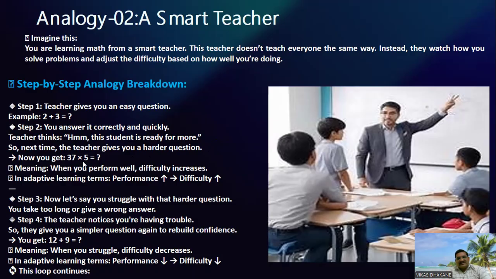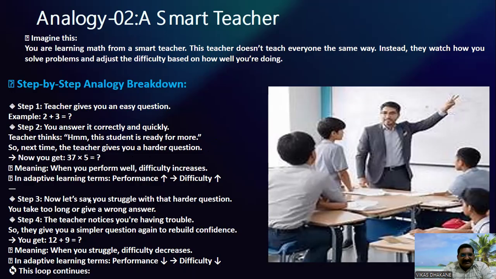Now you get 37 into 5. Means it's slightly harder as compared to the previous question. So when you perform well here also, the teacher thinks that now the concept is very clear. So your difficulty level increases. So in adaptive learning terms, the performance increases when your difficulty increases.